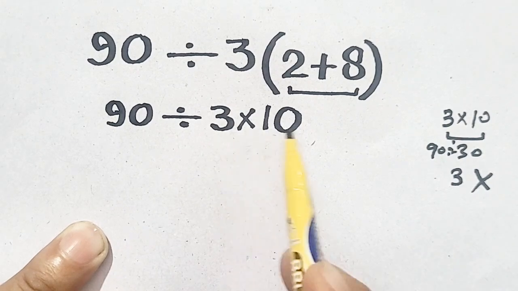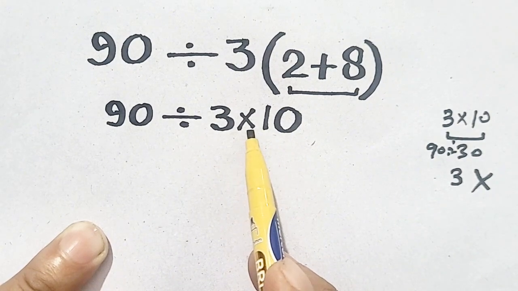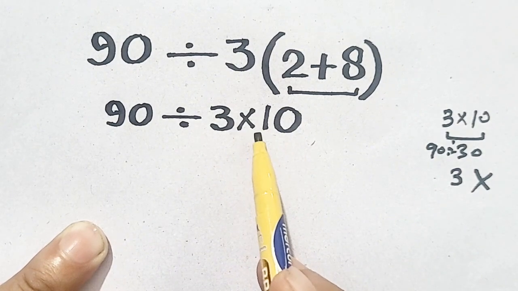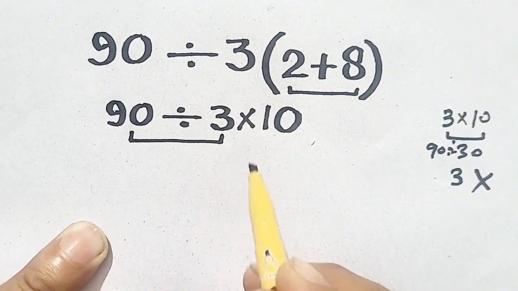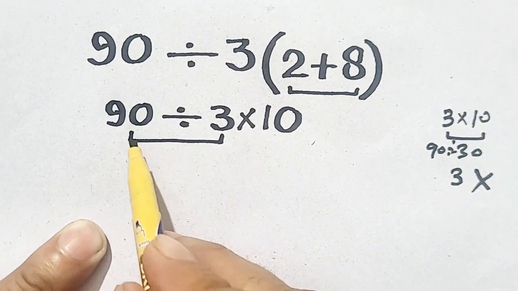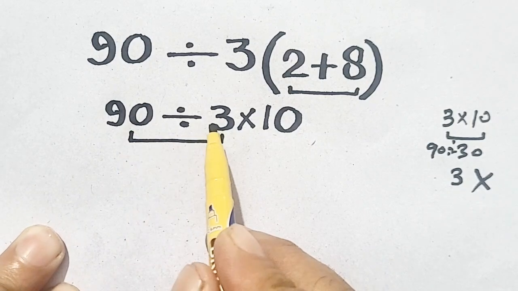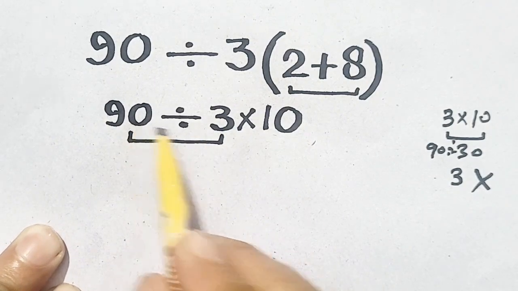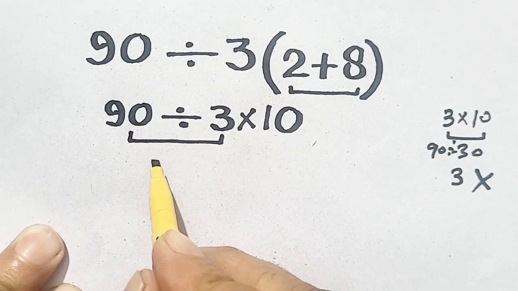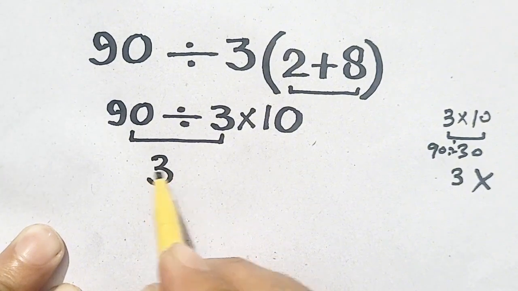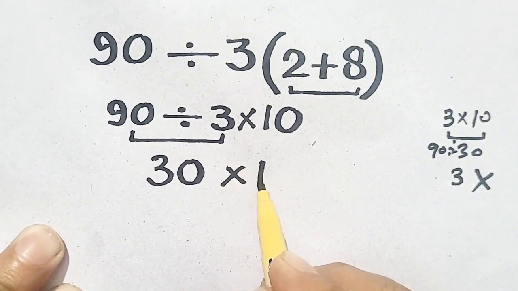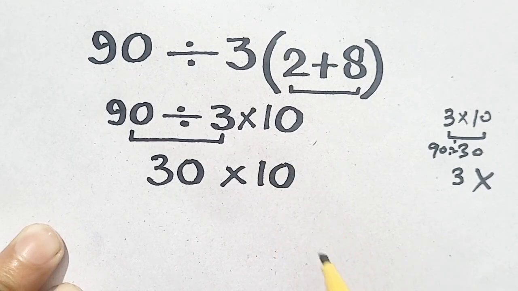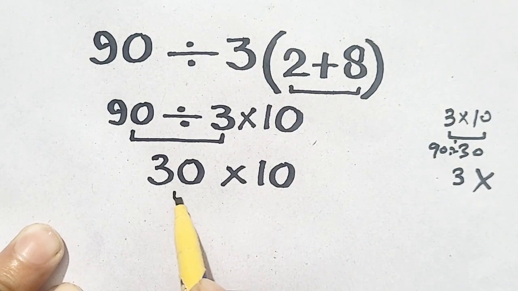Now, don't multiply first because it is against the order of operations. So first of all, we have to divide, which means we have to solve 90 divided by 3. 90 divided by 3 will be equal to 30, times 10. Now it has become simple.